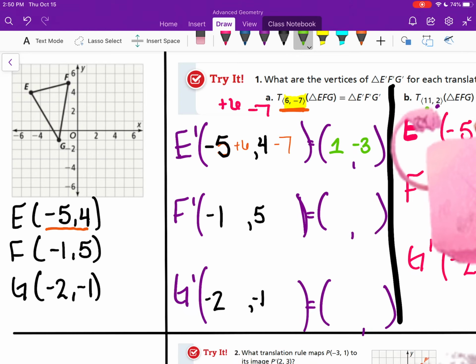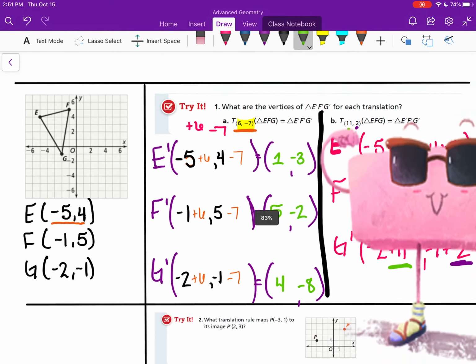And we're going to do that with every point. So for each point, we're going to add 6 to the x value. We're going to subtract 7 from the y value. So F prime would be, the x value would be negative 1 plus 6, which is positive 5. The y value would be 5 minus 7, which is negative 2. And G prime would be negative 2 plus 6, which is positive 4. And the y value would be negative 1 minus 7, which is negative 8. And now you know the values of those coordinates of the translation.